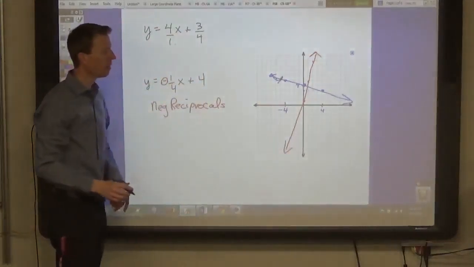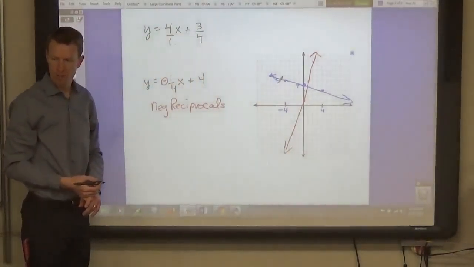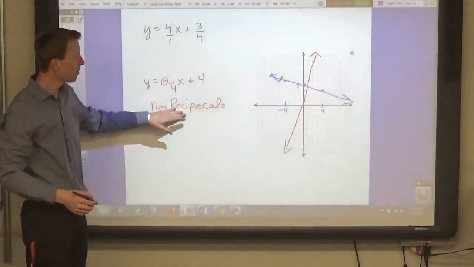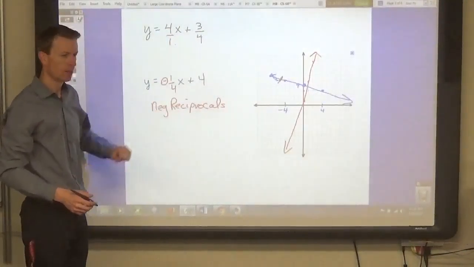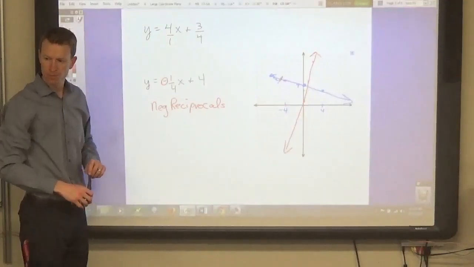Yep, so these are perpendicular. They form a 90-degree angle. They're negative reciprocals of each other. Okay? Does that make sense?